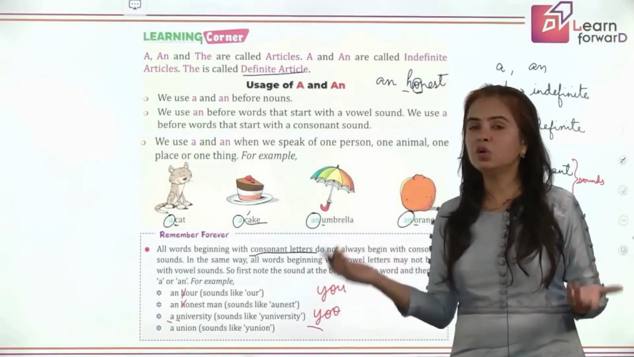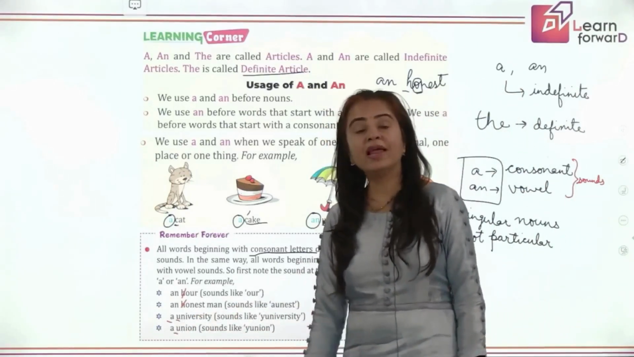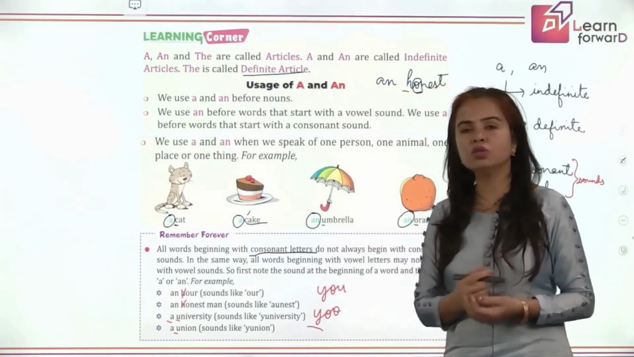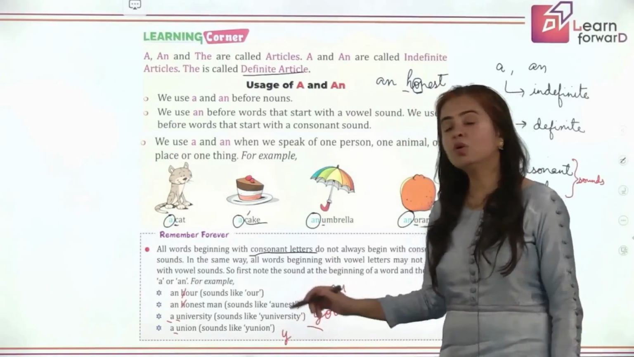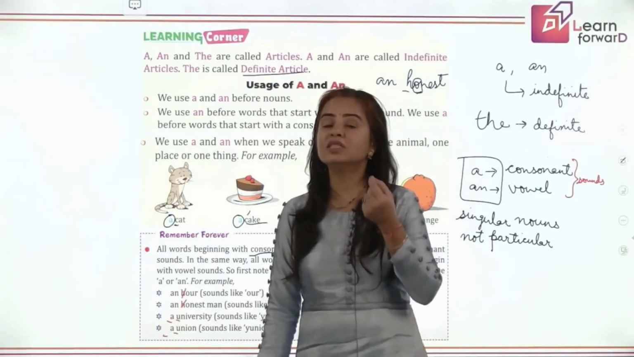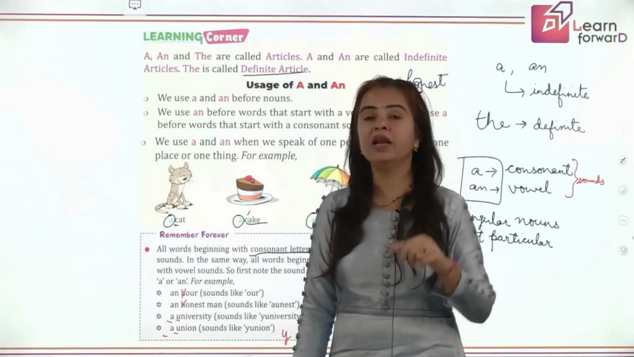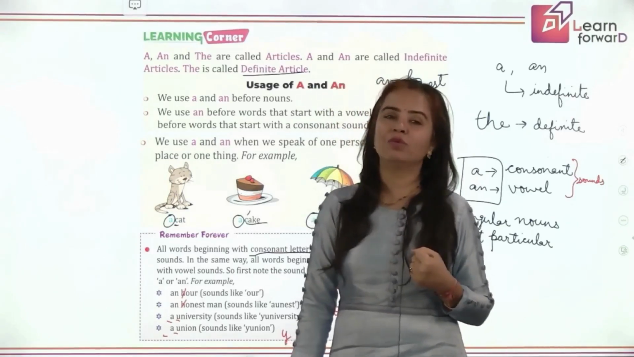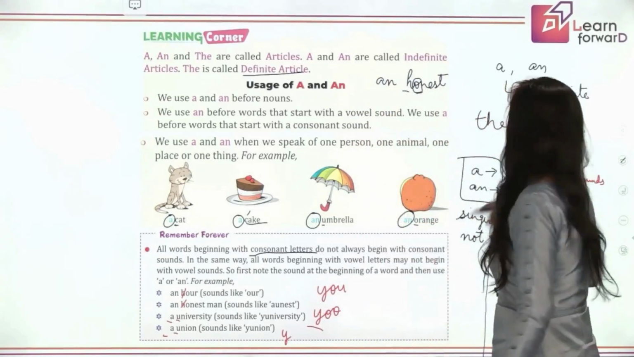Similarly, there is a union here. So it is again beginning with a vowel letter. But when you are speaking it out, what is the sound you are getting? Again, you are getting the U sound, Y. So here also we will be using a union. Okay, so it is the initial sound, not the initial letter. Please always remember that. A vowel sound or a consonant sound, and the noun should be singular. That is also important. Got it?